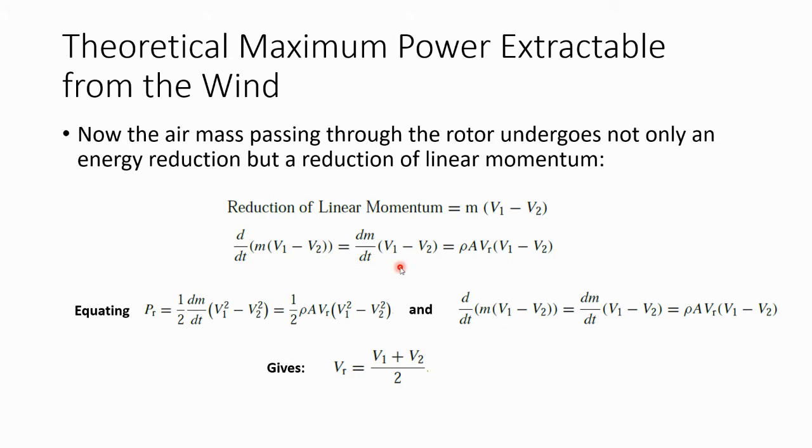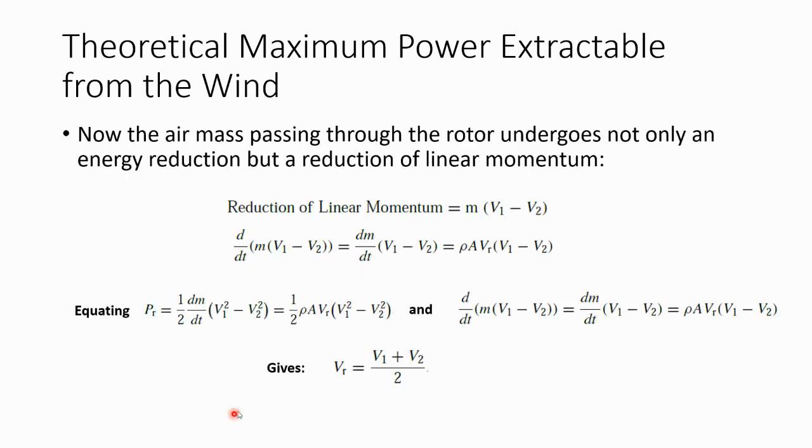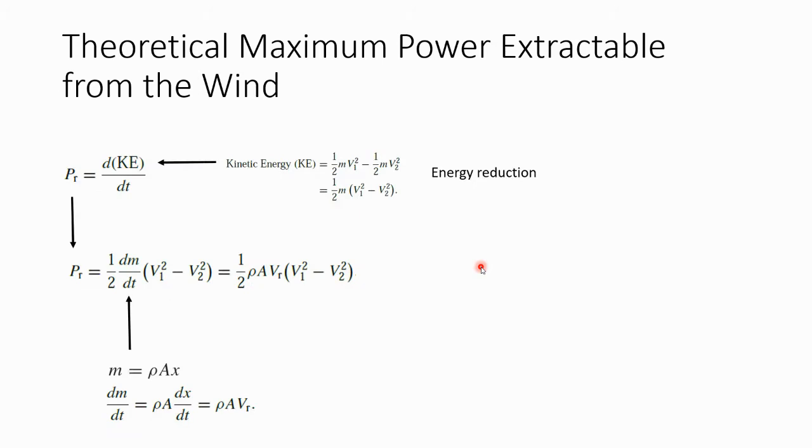From the first video, we know that dm/dt is equal to rho A VR, from the previous slide. We substitute dm/dt equals rho A VR, and we get this form. But remember that the maximum reduction of the linear momentum and the maximum reduction of the wind velocity is to find the maximum extractable power from the wind turbine.